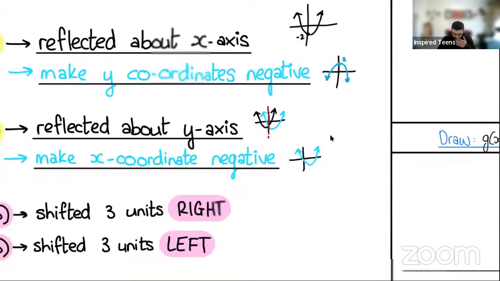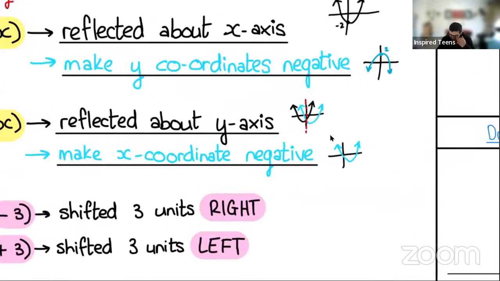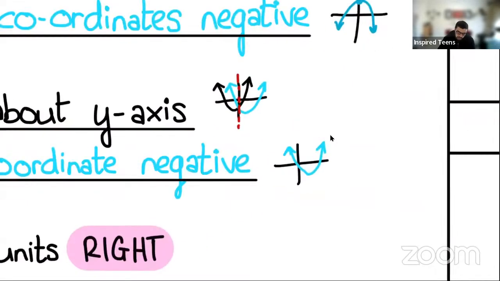Okay. When does that happen? That happens when we have f of negative x. Okay, let's get rid of this. Wait, let's do this, 1 second.